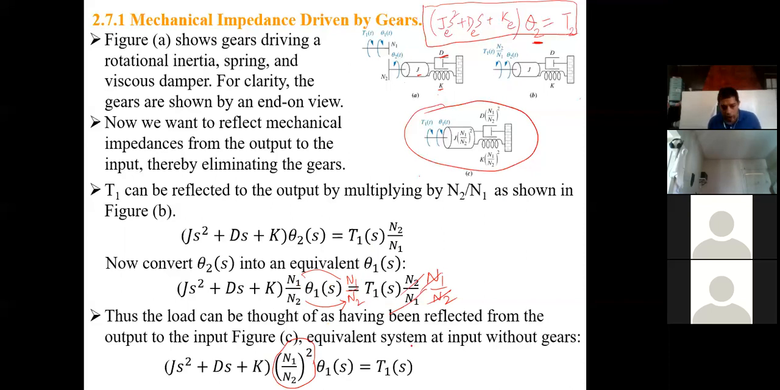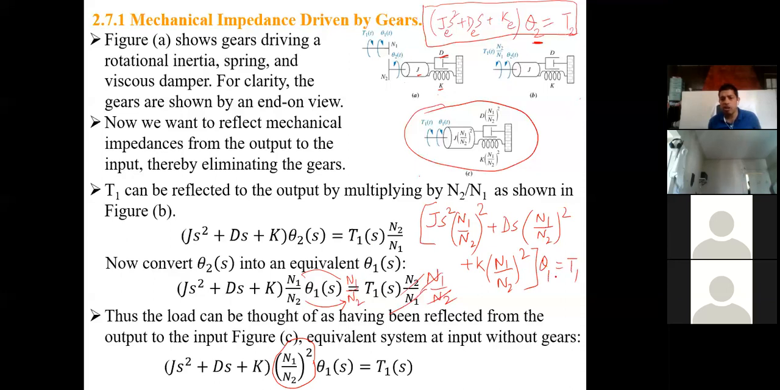You see that? So here, let me write this now: Js (N1 over N2) squared plus Ds (N1 over N2) squared plus K (N1 over N2) squared. This entire thing multiplied by theta 1 equals T1. This is my conclusion.